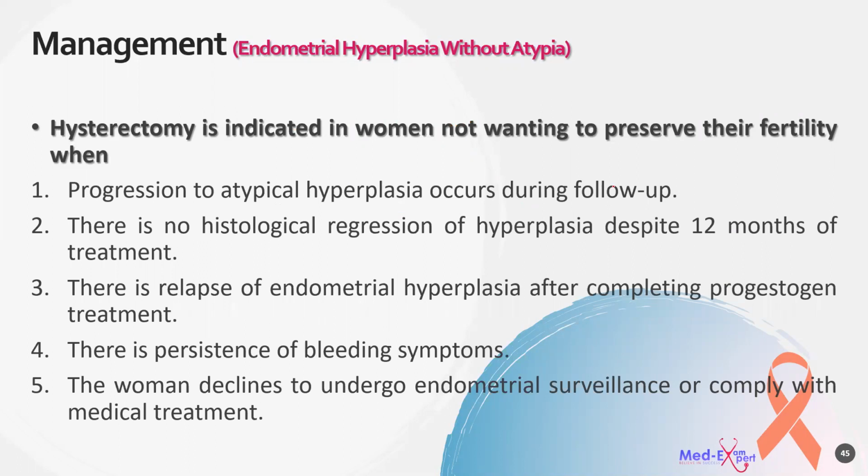Progression to atypical hyperplasia, that's the first condition. No histological regression despite 12 months of treatment, as mentioned. Any relapse after completing the treatment, persistence of bleeding symptoms despite the treatment, or the woman herself declines to undergo endometrial surveillance, or she doesn't comply with the medical treatment, so it's better to advise her to undergo hysterectomy. So these are the conditions in which hysterectomy is indicated in women who do not want to preserve their fertility.